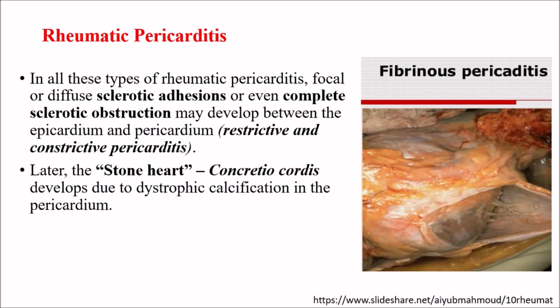In all these types, focal or diffuse sclerotic adhesion or even complete sclerotic obstruction may develop between the epicardium and the parietal pericardium. We call this restrictive and constrictive pericarditis. From this figure, you see the adhesion between the visceral and parietal layers of the pericardium. Later, the stone heart, the concretio cordis, will develop due to the sedimentation of calcium salt.